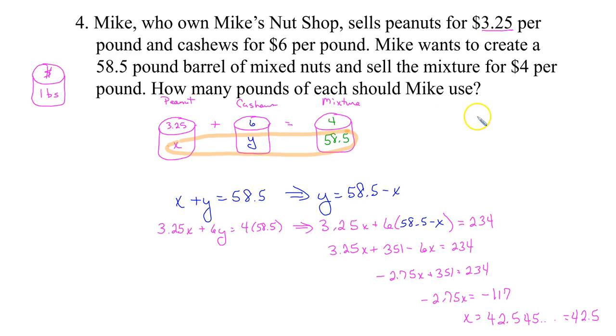So how many pounds of each? We need to use 42.5 pounds of peanuts, and then since it does say of each, we need to find how many pounds of cashews. So we will substitute that number in for my equation here. So 58.5 minus 42.5 is going to give us a y value of 16. So 16 pounds of cashews. Okay.